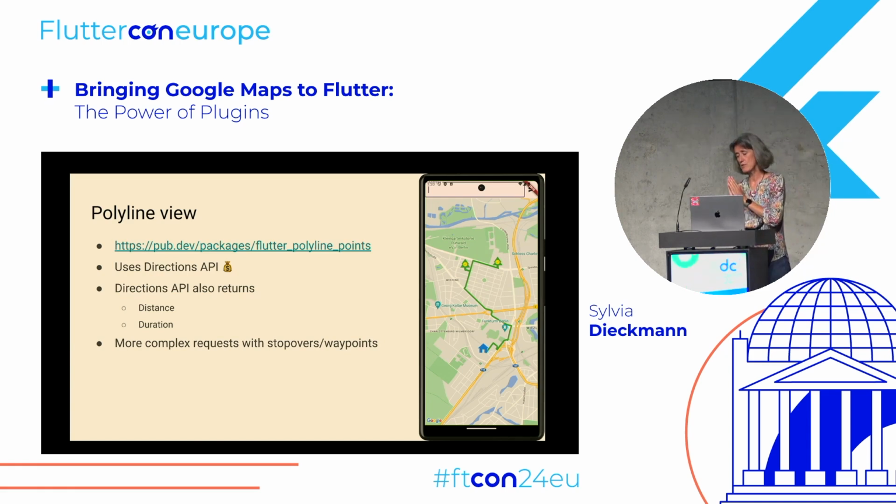This package used the Directions API, which incurs some costs. But the beauty is it also returns distance and duration. So in a longer demo, I would have displayed those as well. And it allows you to do more complex requests. So for example, you can ask for alternative routes, or you can ask for routes between 2 points with stopovers or waypoints, so you can map your entire route out, so you have options.